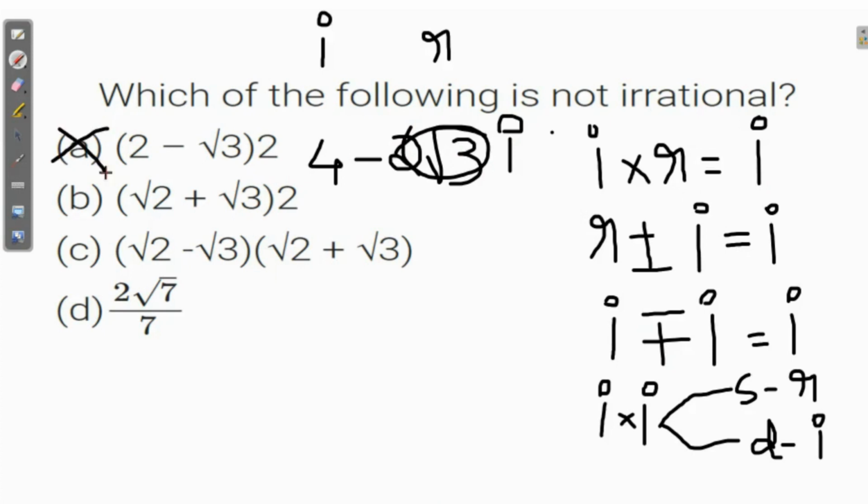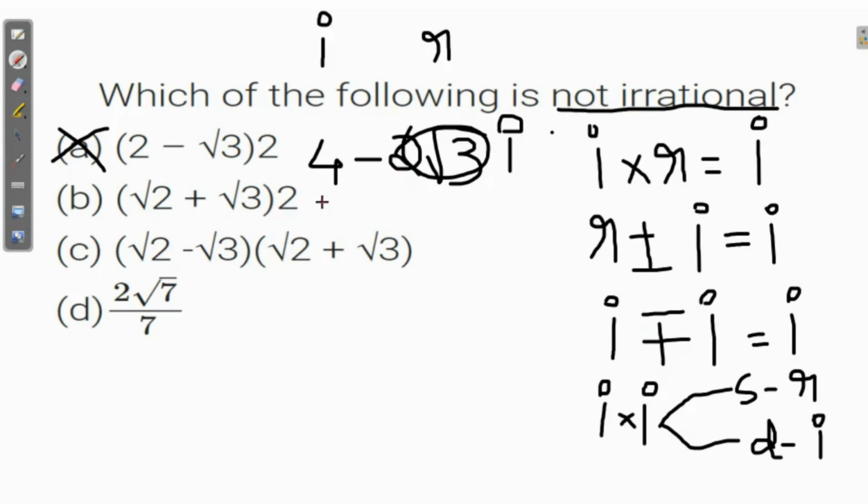Here you have to notice one more thing. They have not asked which of the following is a rational number. Just to confuse you, they have asked which of the following is not irrational. If you don't read properly, you will think the question is which of the following is irrational, and you will give the wrong answer. Okay?